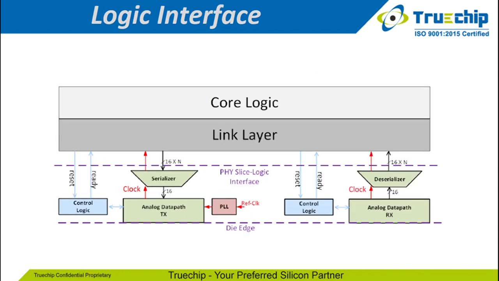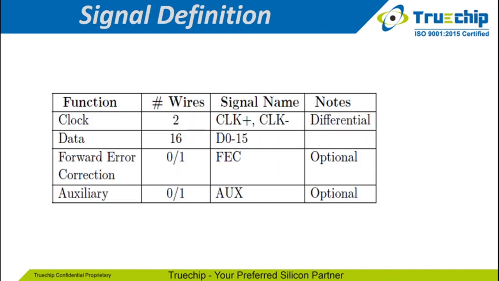So here is the logic interface, where the link layer transmits the data with 16 x n size, passing through the serializer, then the analog data path, moving to the receiving analog data path, and then the deserializer, transmitting the data to the link layer. So these are the signal definitions: clock with 2 wires, data with 16 wires, FEC with 1 wire, and auxiliary with 1 wire.